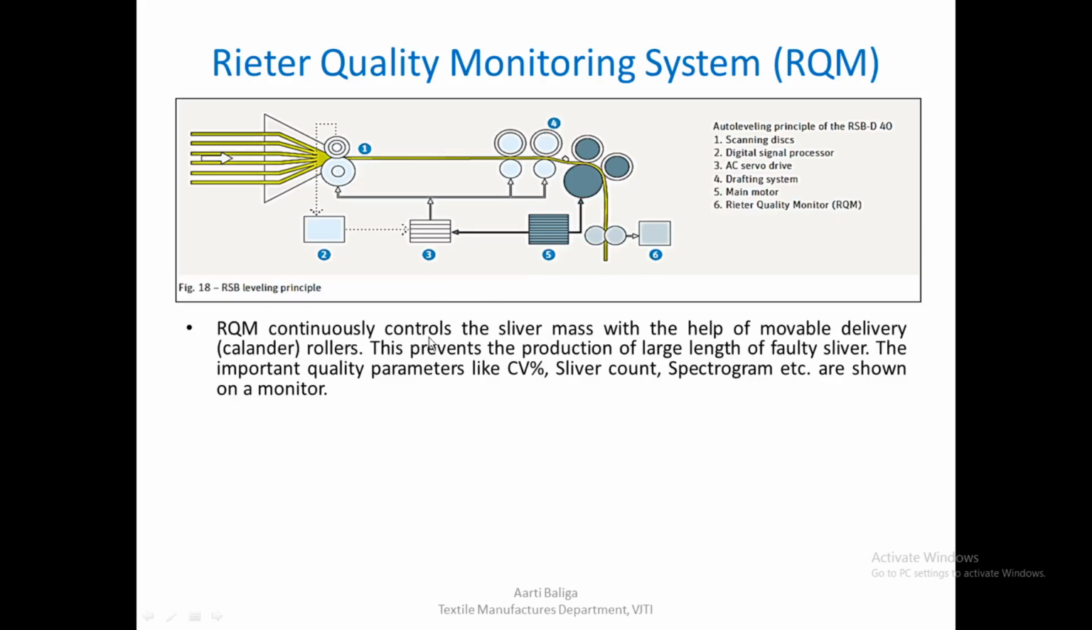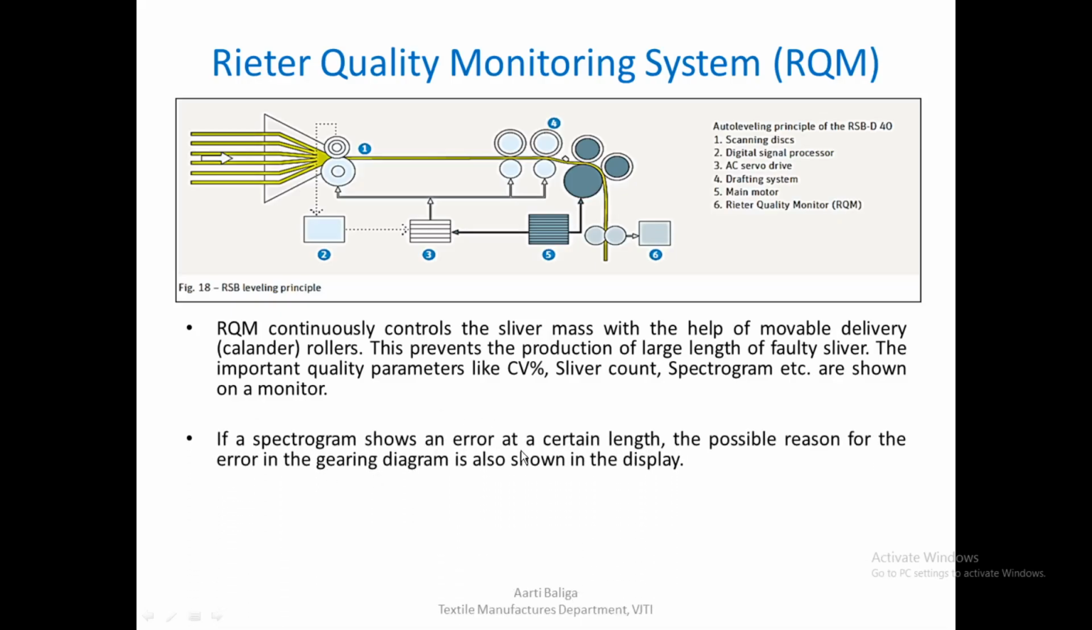The RQM continuously controls the sliver mass with the help of movable delivery calendar rulers. So these are calendar rulers which will be movable. This prevents the production of large lengths of faulty sliver, because before large lengths of faulty sliver are delivered, the machine will take action. The important quality parameters like CV, sliver count, spectrogram, etc. are shown on the monitor.